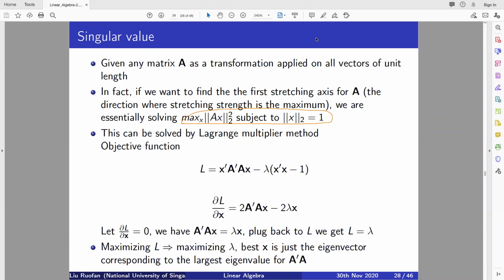And this can be solved by the Lagrange multiplier method. The objective function becomes, we just expand this squared norm in terms of matrix form. And then we add the Lagrange multiplier term lambda times x transpose x minus one. This is equal to zero, so we can add it into the optimization function.